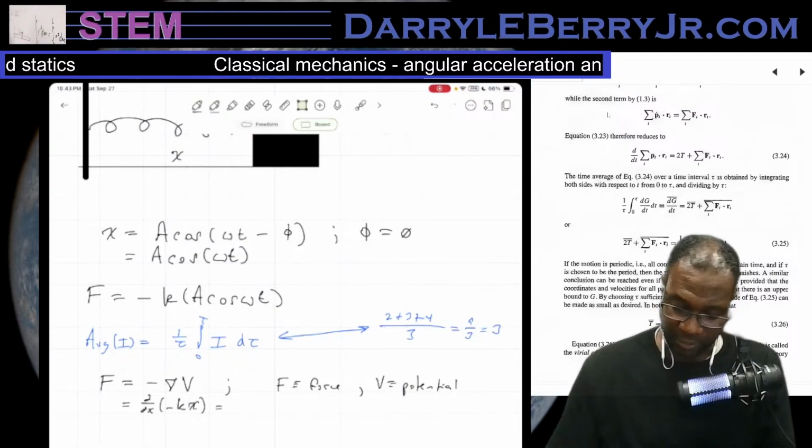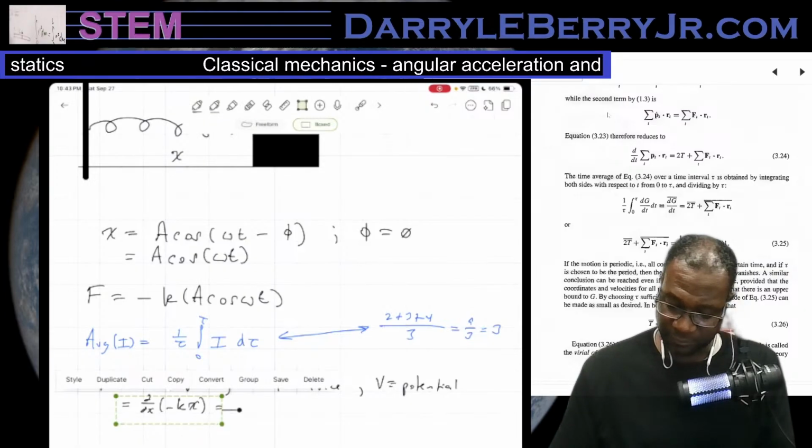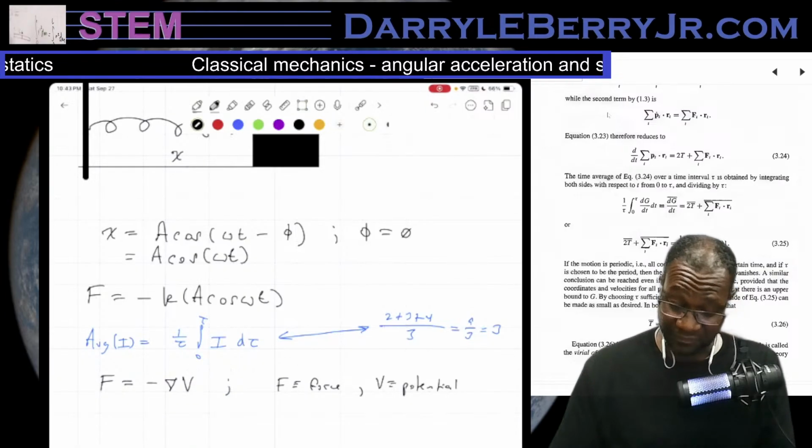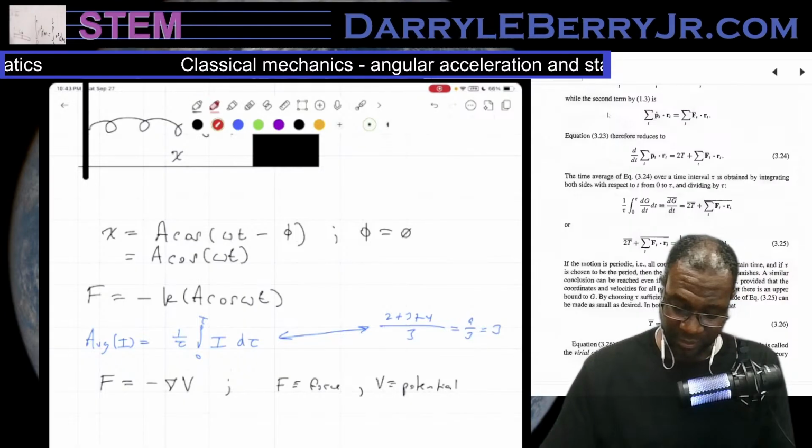Okay, yeah, I have to swap it. They want to give me the right answer. So we actually have the force. I have to take the integral of both sides.